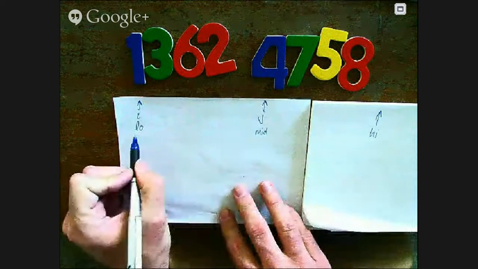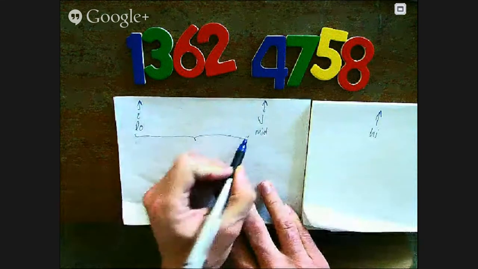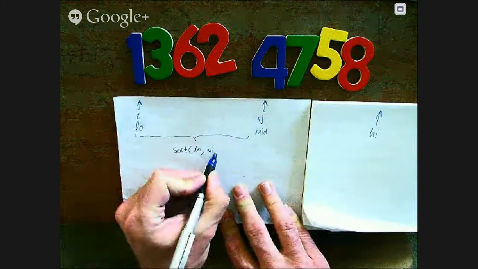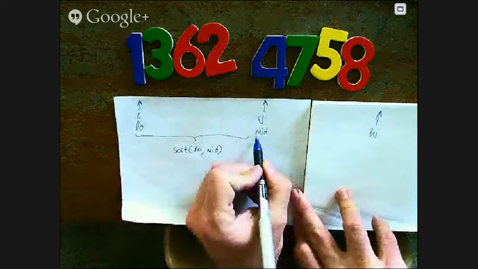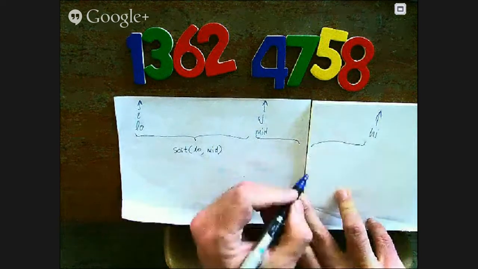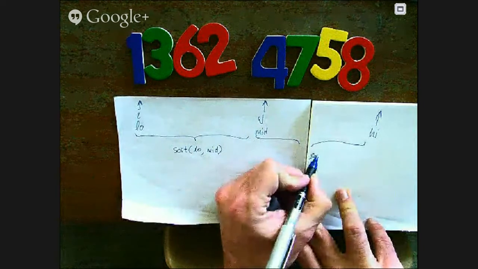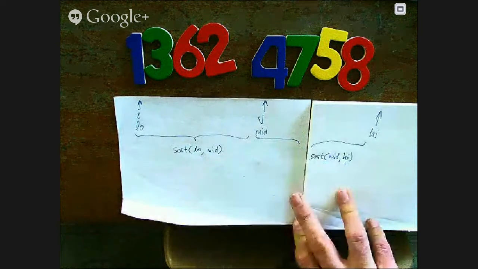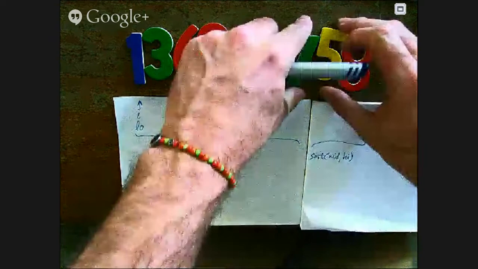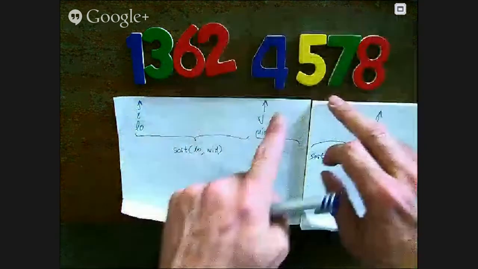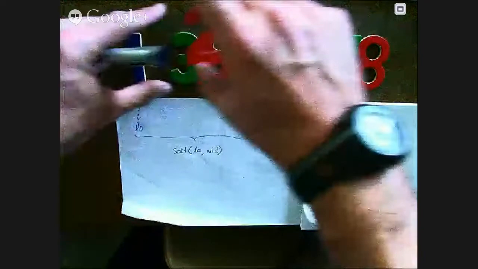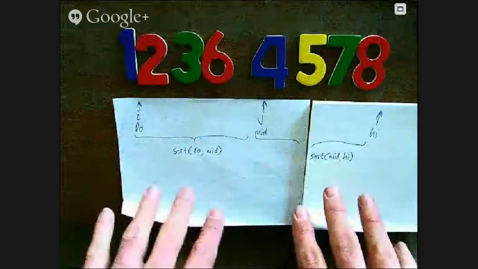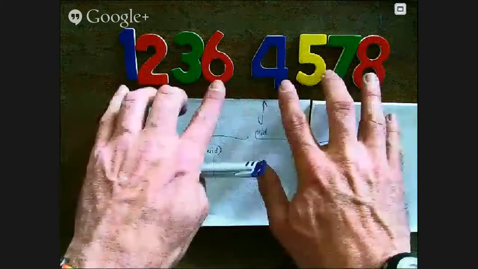And I've sorted the part from low up to just before mid by calling sort recursively from low to mid. And I've sorted this part of the array from mid to just before high by calling sort recursively again, from mid until just before high. So I know that this part is sorted: 4, 5, 7, 8. And I know that this part is sorted: 1, 2, 6. And all I need to do is to merge these two parts.